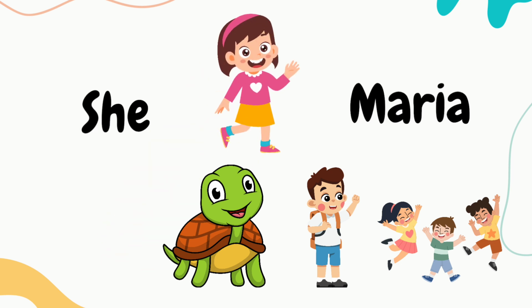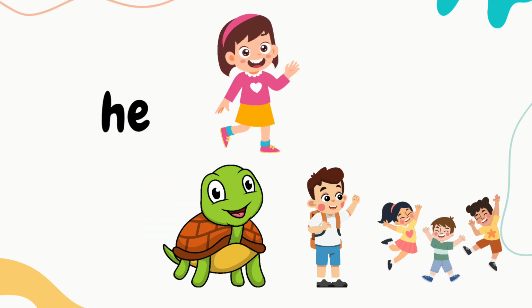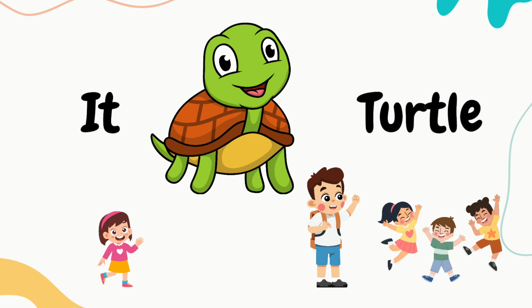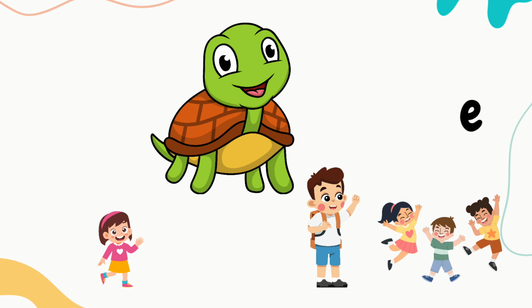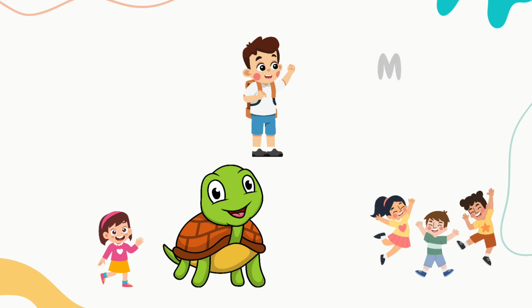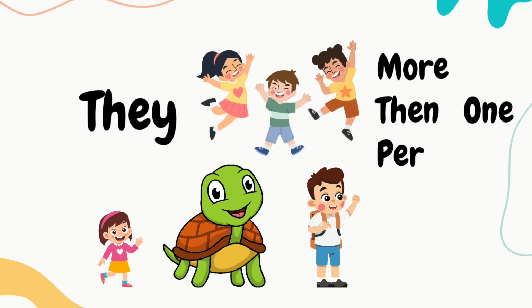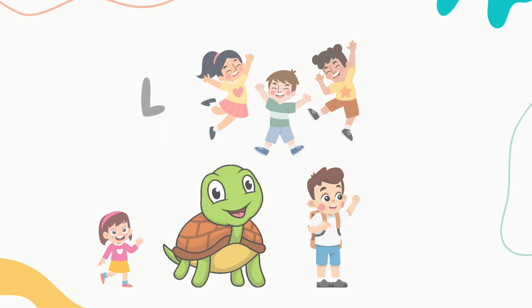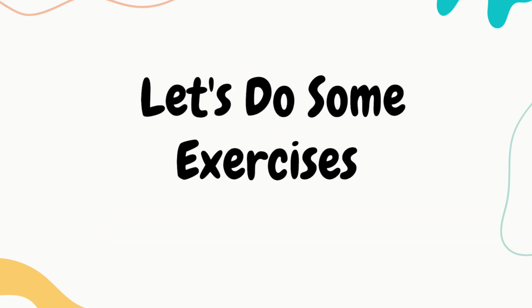She is used for Maria. It is used for turtle. He is used for Alex. They is used for more than one person. Let's do some exercises.